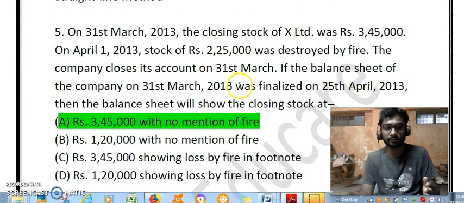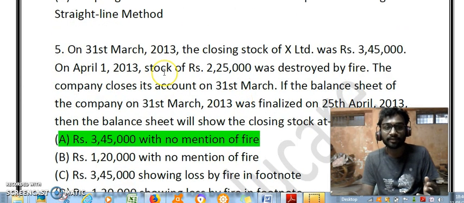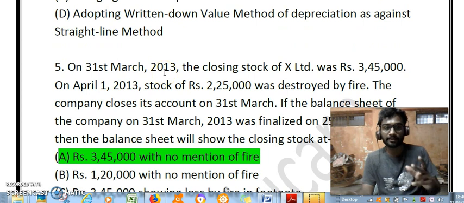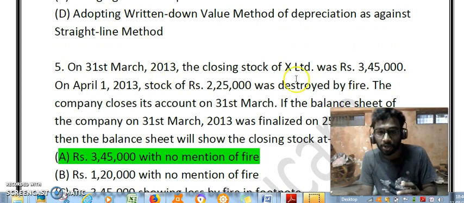The next question. On 31st March 2013, the closing stock of X Limited was rupees 3,45,000. Okay.